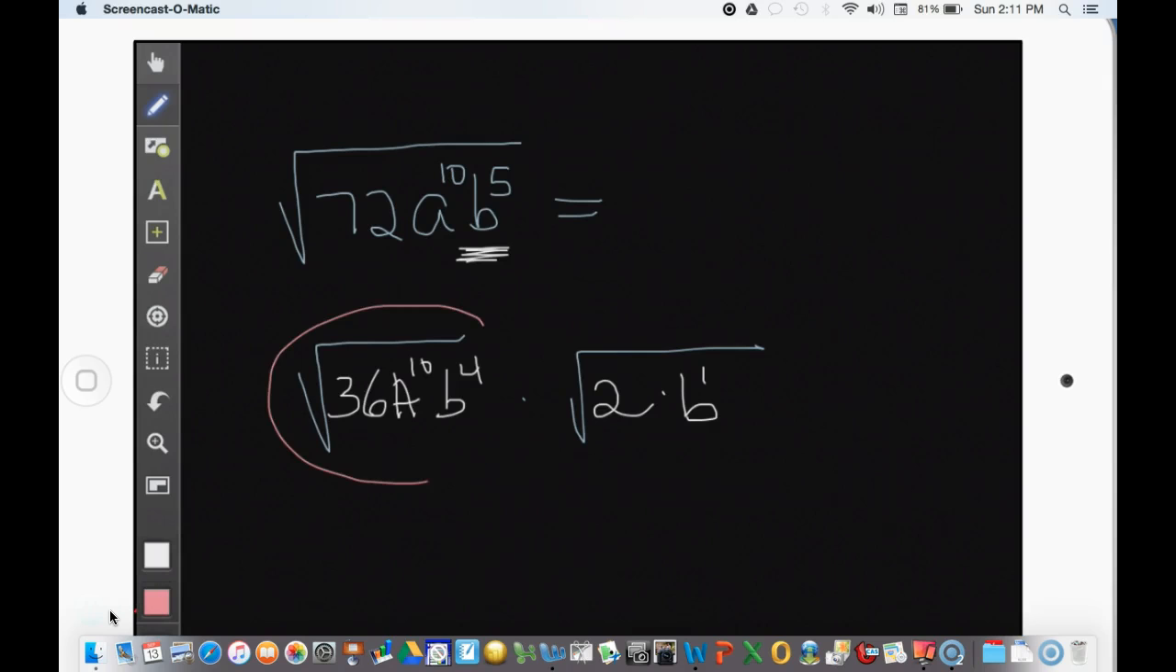This here is my perfect square radical, which is going to come out to 6 a to the 5th b squared. And then that's multiplied by radical 2b. Okay, we're going to stop and I'm going to give you one to try.